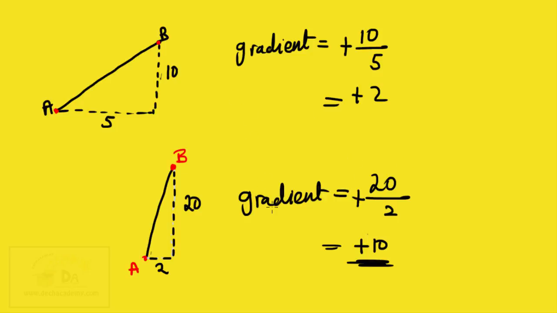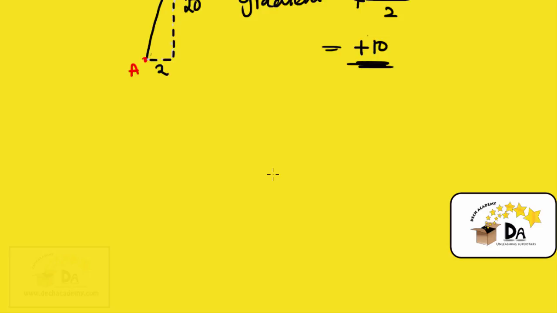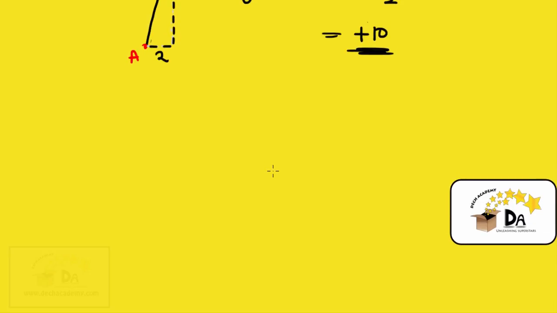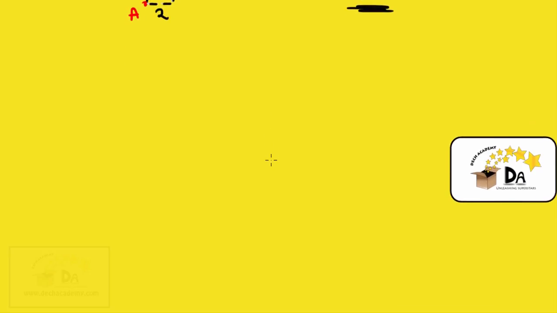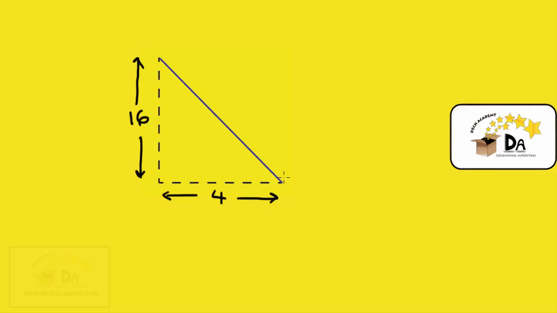Now I'm going to try some examples which will require that we place a negative sign in the ratio of the vertical height and the horizontal length. You'll see this shortly. Here's another example. So here we have line PQ.